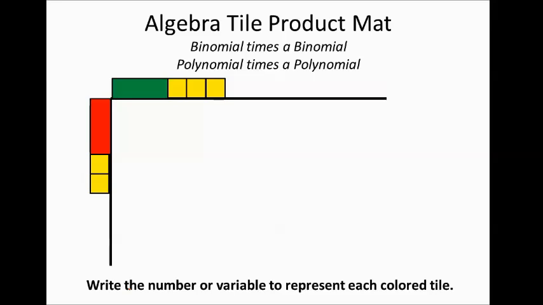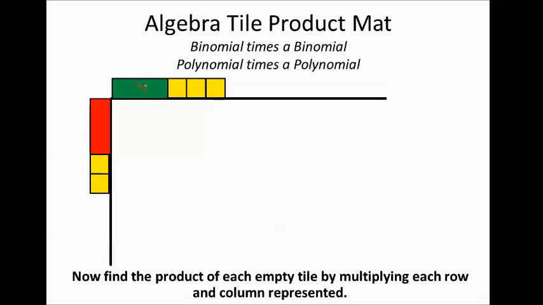Okay, so first you need to determine what each tile represents. So if you determine that this one is x, this tile is negative x, so negative x, I'm going to write it off to the side because it's red on red. Okay, we have a 1, and then these are also 1s. So up here I have x plus 3, and over here I have a negative x plus 2. All right, so x, 1, 1, 1, negative x, 1, and 1.